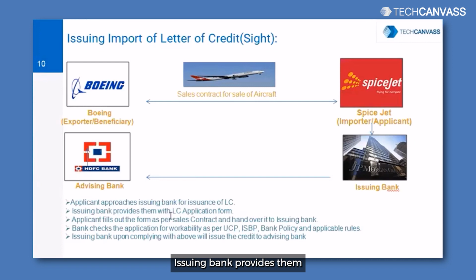The issuing bank provides them with the LC application form, and the applicant fills out that form as per the sales contract and hands it over to the issuing bank. The bank checks the application for workability as per the UCP, ISBP, the bank policy and the applicable rules. And the issuing bank, upon complying with the above, will issue the credit to the advising bank.